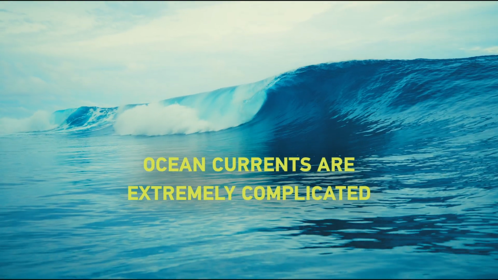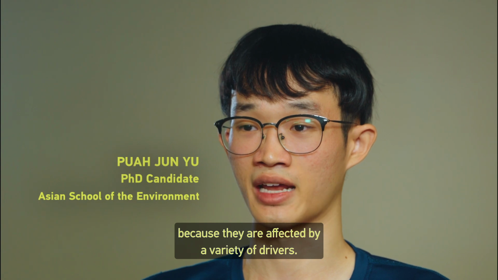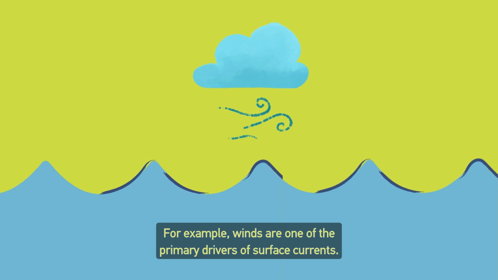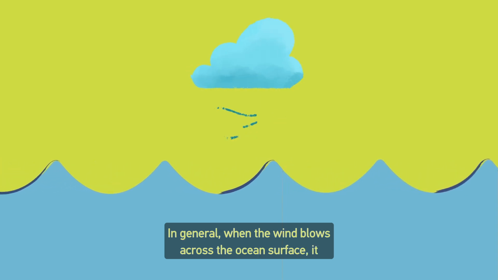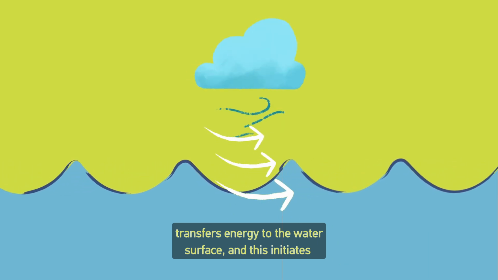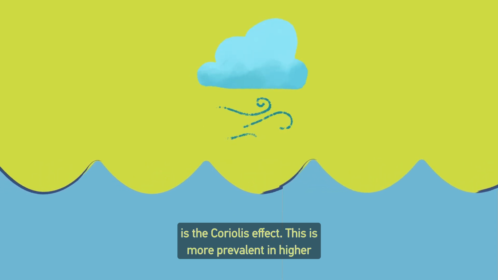Ocean currents are extremely complicated. Currents are inherently complex because they are affected by a variety of drivers. For example, winds are one of the primary drivers of surface currents in general. When the wind blows across the ocean surface, it transfers energy to the water surface, and this initiates some sort of a wave propagation. The second main factor is the Coriolis effect.